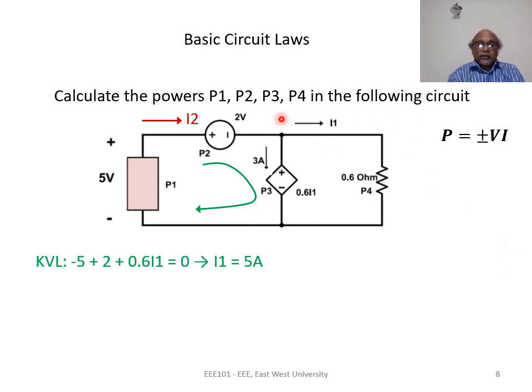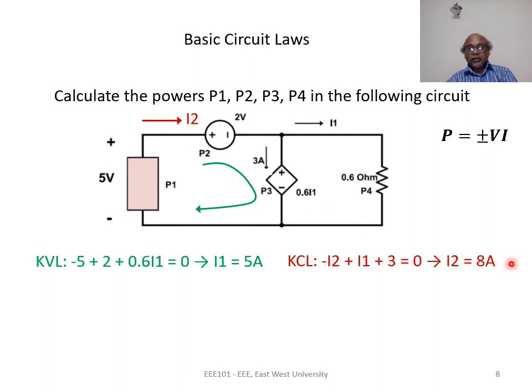Okay, now let's look at this node. There are three branches with three currents. This branch current is I2, which is entering the node. This branch current is I1, which is leaving the node. And this current is 3 ampere, which is also leaving the node. So if I write KCL, current entering is negative, minus I2, current leaving is positive, so plus I1 plus 3 equal to 0. Again, I1 is 5 ampere, so we find out that I2 is 8 ampere.